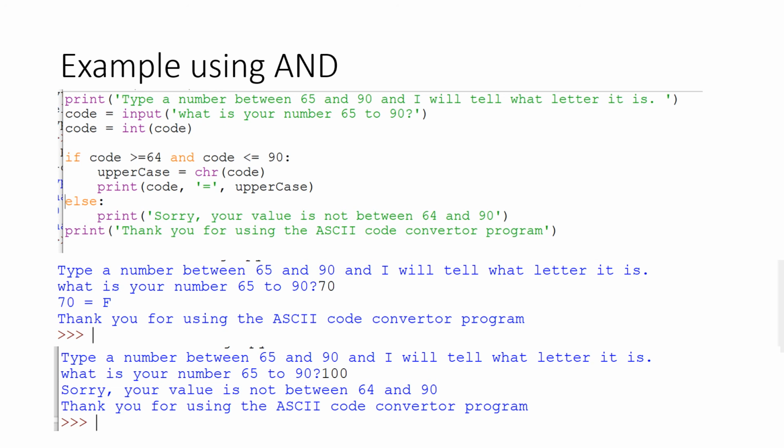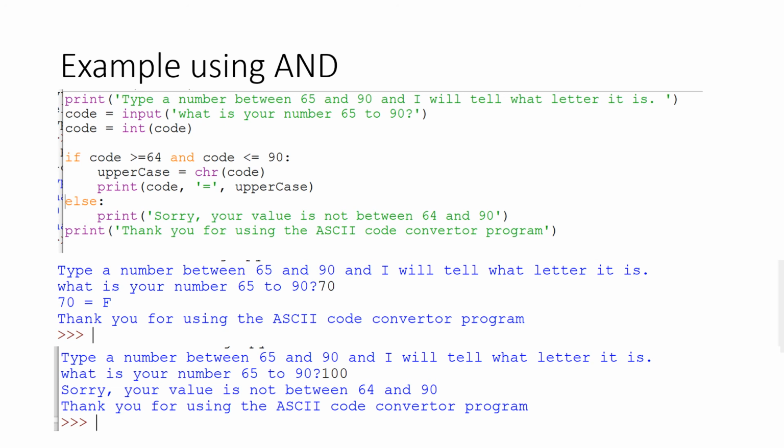So if the code is greater than or equal to 64, and at the same time the code is less than or equal to 90, it means that the value that the guy typed in is within the range of numbers we requested. So in that case, we are going to do something with that value. And what we're going to do is find out what uppercase letter that is.